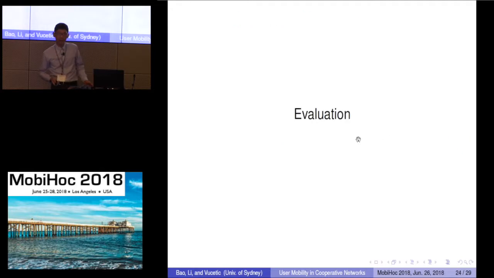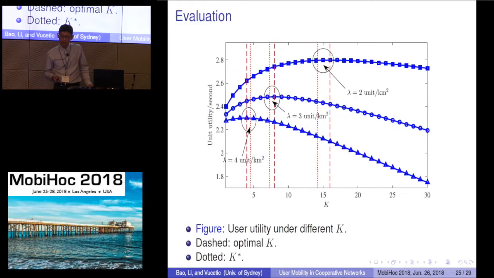Finally, we use simulation to evaluate our approximation. First, let's see the user utility under different K values and under different lambda values. The vertical lines correspond to the optimal K by simulation, and the dotted lines correspond to the K star derived by our approximate formula. We can see that the optimal K is pretty close to K star, showing that our closed-form formula is useful.